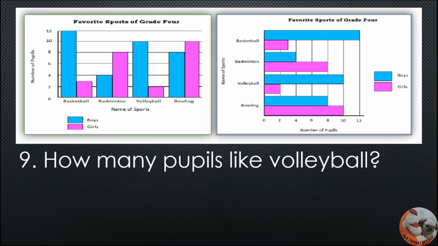Number 9. How many pupils like volleyball? Here is volleyball. 10 boys like volleyball. 2 girls like volleyball. Your answer will be 12. 12 pupils like volleyball.